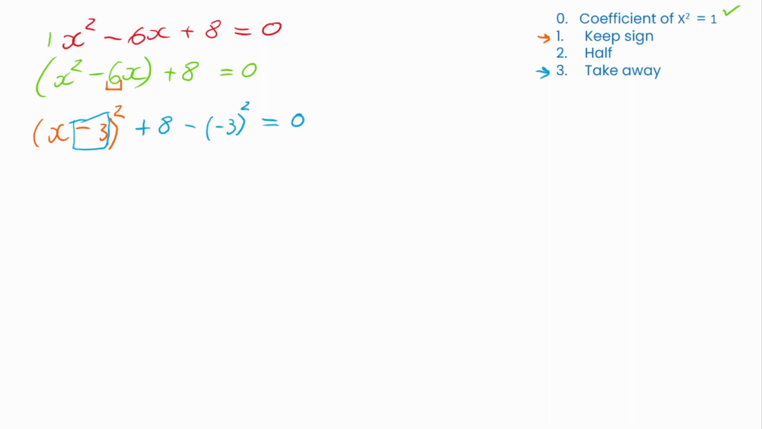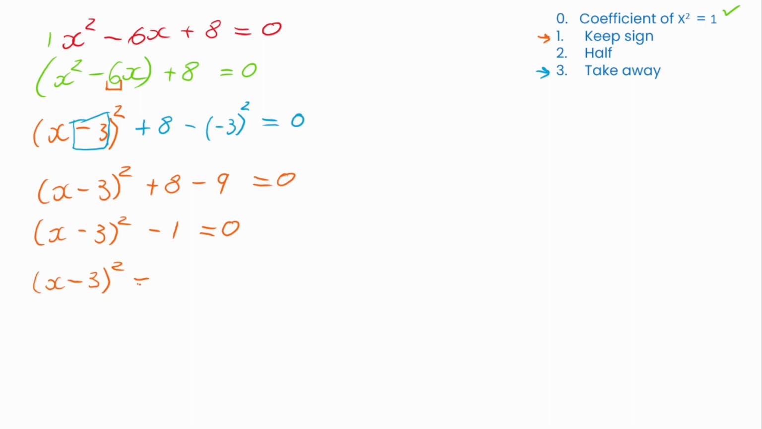So if we keep rocking with what we have here, the bracket doesn't change at all. This still is an 8. And what this becomes is this negative 3 squared, which is 9. So we get minus 9 is equal to 0. And if we keep evaluating this, we get that it's minus 1 is equal to 0. And we can just take that minus 1 to the other side, and we get this. See, it's super simple.